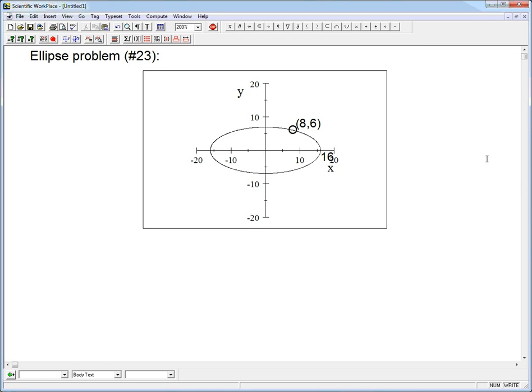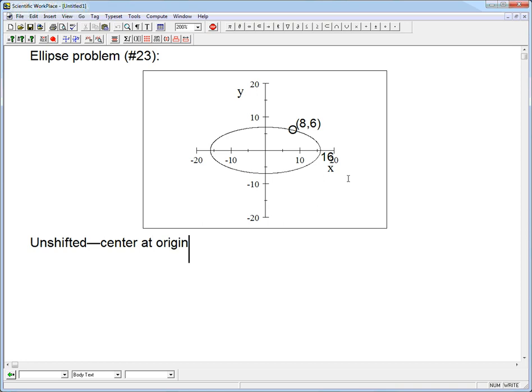Here's an ellipse problem, in case you have trouble with one of the homework problems. It's number 23. We want to get the equation and complete the graph, like get the foci and everything like that for this ellipse. It's an unshifted ellipse. Center's at the origin. Let's write that down. Unshifted. Center is at the origin.